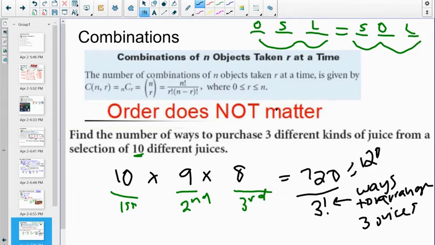And again, you can also type that in on your calculator, as our N we said was 10 total, and our R was we're selecting 3. So we have 10 C, since it's a combination, so combination C, 3. And that's the same thing. It gets you 120.